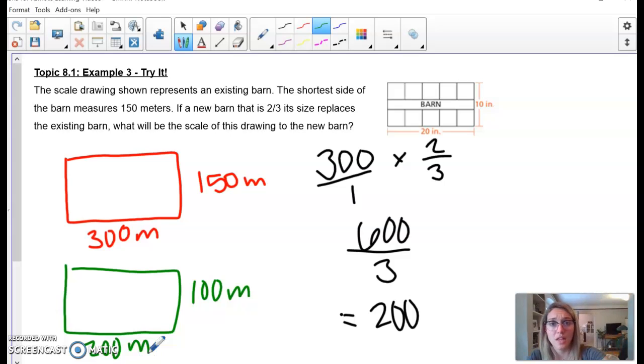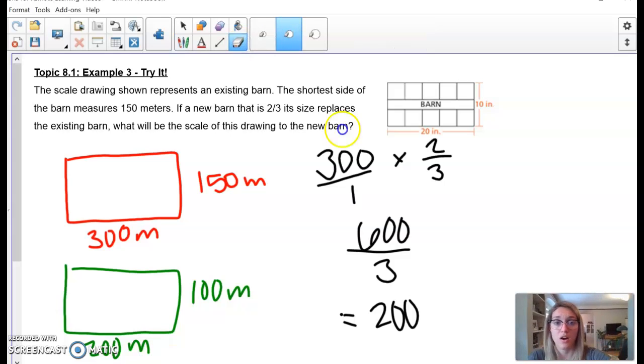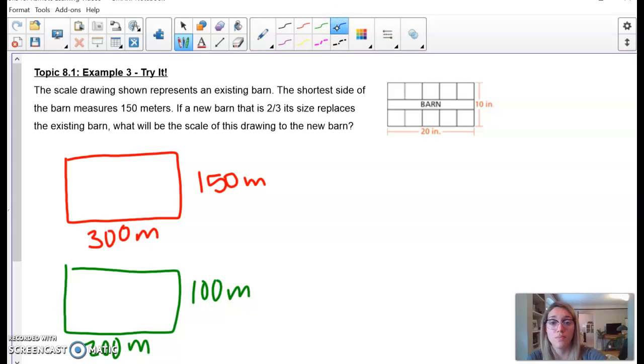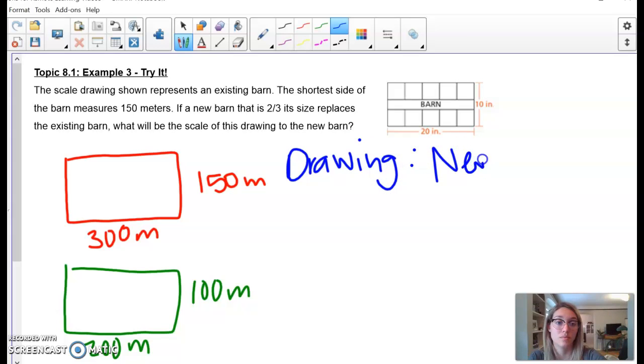Now, we figured out all of the lengths for all of our different barns and scale drawings, but that's not what this problem is asking us to do. It says, what will be the scale of this drawing to the new barn? So we're looking at a ratio of the existing drawing to the new barn. That's going to be what our ratio is.